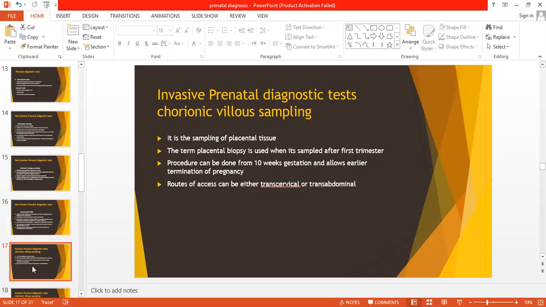Earlier on करेंगे तो फिर complications का risk ज़्यादा हो जाता है. And चूंकि इसको आप first trimester में करते हैं, so it allows earlier termination of a pregnancy found to be suffering from suppose aneuploidies like trisomy 21. Routes of access to the placental tissue can be either transcervical or transabdominal.